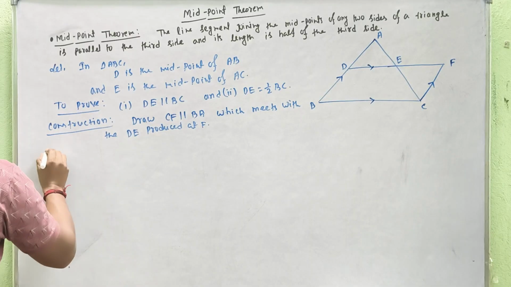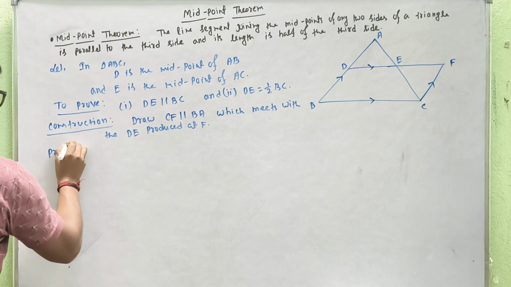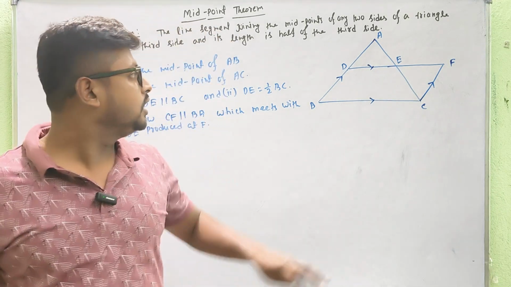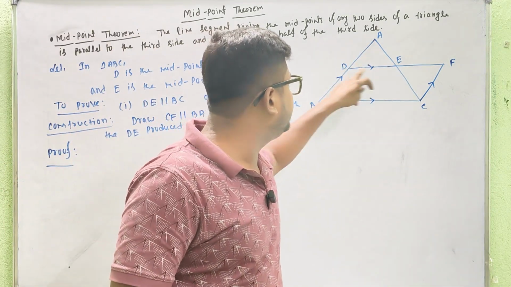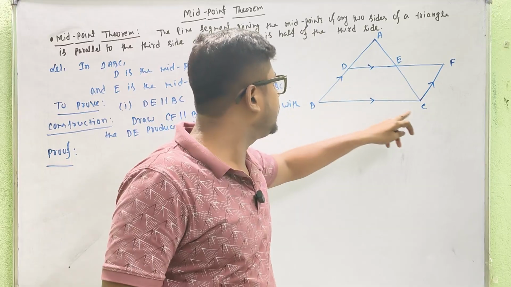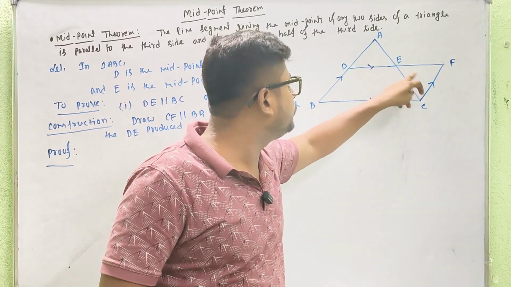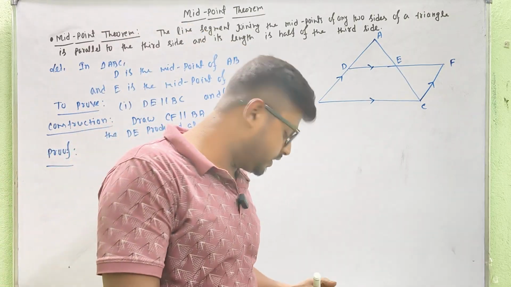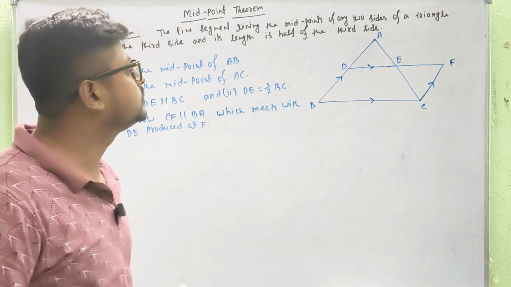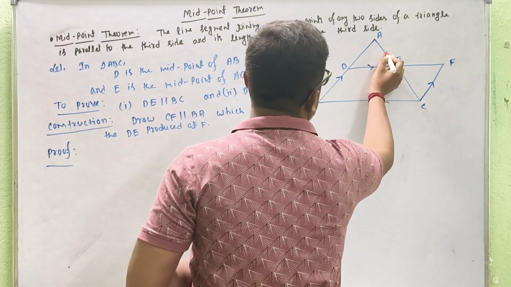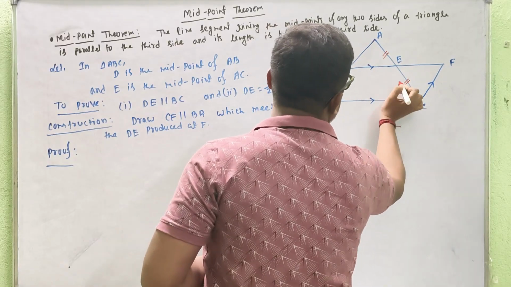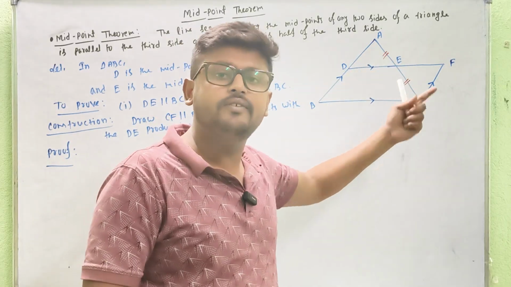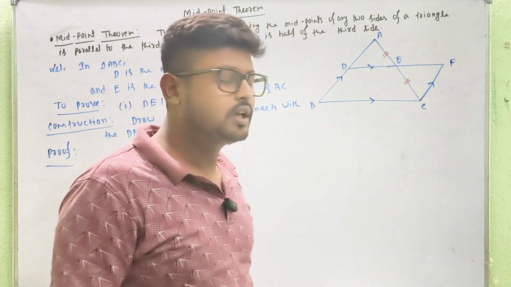Now the proof. What is the proof? Now we see that there is a triangle AED and triangle CEF. We will prove these two triangles are congruent. Why are these two triangles congruent? Because we have AE equal to CE. Why AE equal to CE? Because E is the midpoint of AC, it is given. That's why AE equal to CE.